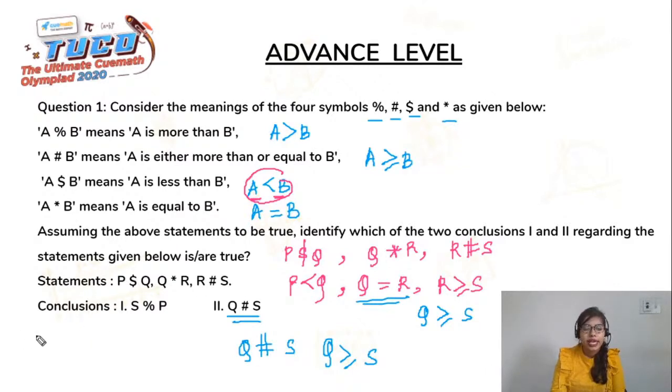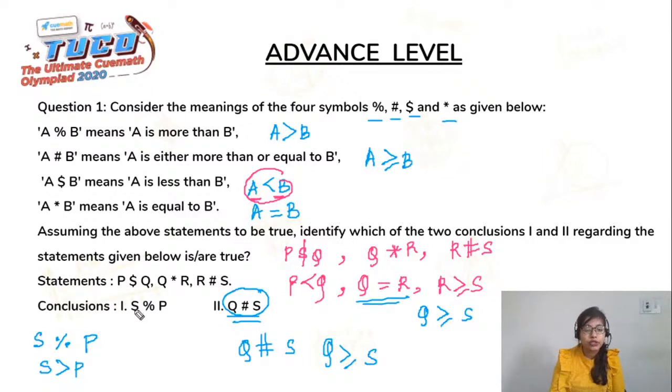Coming to the first one, S percentage P. When it says S percentage P, what can we say? It follows the first statement wherein the first number is greater than the second one. So S is greater than P. Correct? So which conclusion will follow? We see that the second one was pretty simple. That is nothing but Q hash S, and it was also coming out to be true.